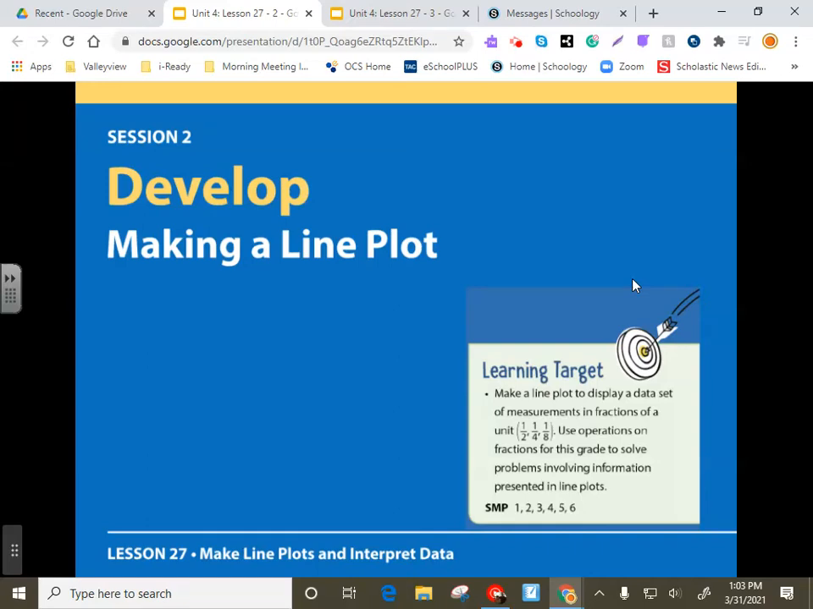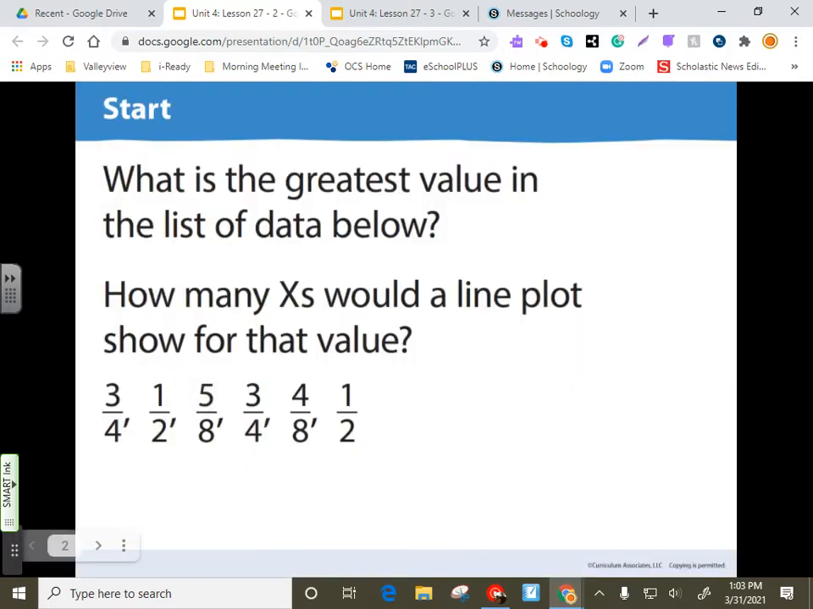All right, so we are going on to our second lesson on line plots. For this one, we're going to learn how to make one of our own based on some data that we're given. This will eventually lead to us being able to use a line plot to interpret some answers that are given to us. So it's best to know how to make one before we move on to that next step. So let's go on to a warm up.